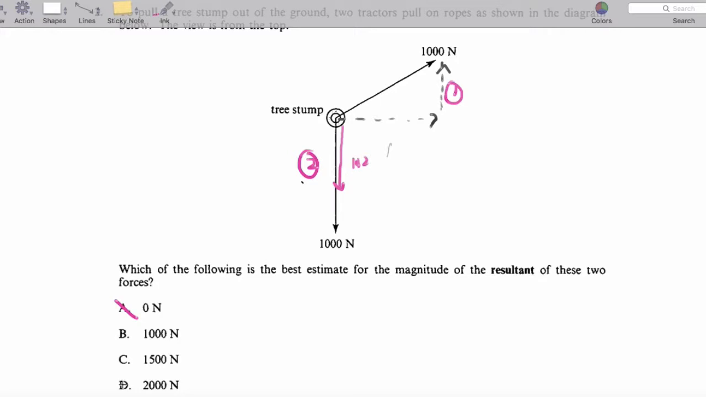We're not going to get 0, we're not going to get 2000. That's if they either are completely against each other or completely lined up. It's really a choice between B and C, and when we actually eyeball this here and we look at the resultant vector, we treat this like a hypotenuse here. That's about 1000 when we eyeball it.